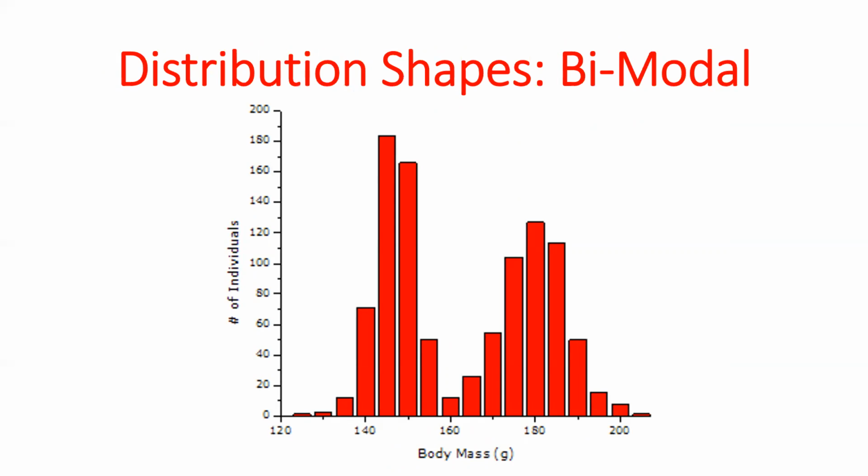So body mass. It looks like we've almost got two normal distributions, right? If I was to draw a line of best fit on top of these bars. We'll call this bimodal, right? Bi meaning two. So what's going on with something like this? I'm looking at weight. Why might it look like I have two normal distributions? Male and female. Yeah, right. If I separated this out by male and female, here's my male distribution, here's my female distribution.